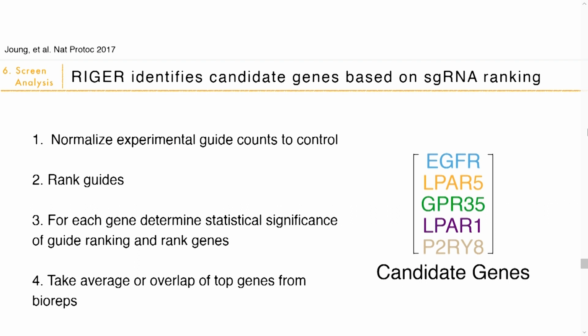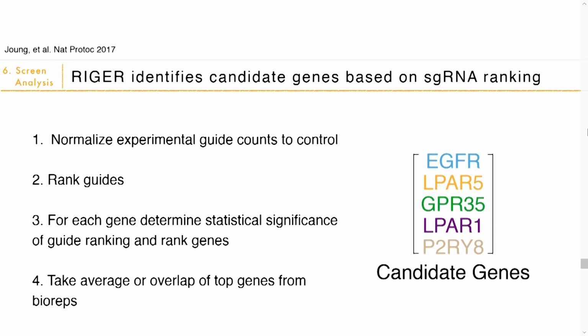Where you first normalize the experimental guide counts to control. For positive and negative selection screens, usually for drug dosing, for example, you will have a drug-treated and DMSO-treated control. For flow screens, typically you'll have the high bin versus the low bin, and the low bin is your control. So you do this normalization to account for any initial starting skew of the library. And then you rank your guides.